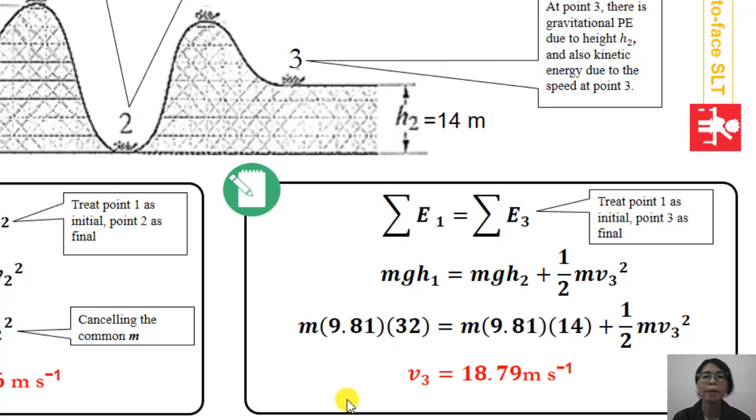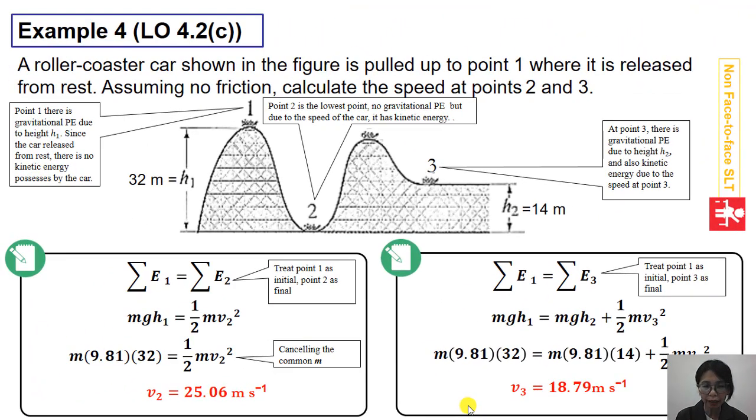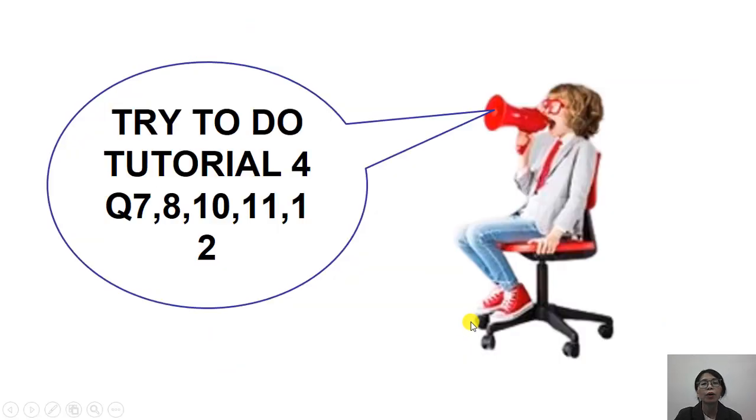So this is how we apply the conservation of mechanical energy. Always identify which is your initial position, which is your final position, and then ask yourself what kind of energy exists at that particular position. You might try to do the tutorial for questions 7, 8, 10, 11, and 12 according to the concepts we discussed in this video.